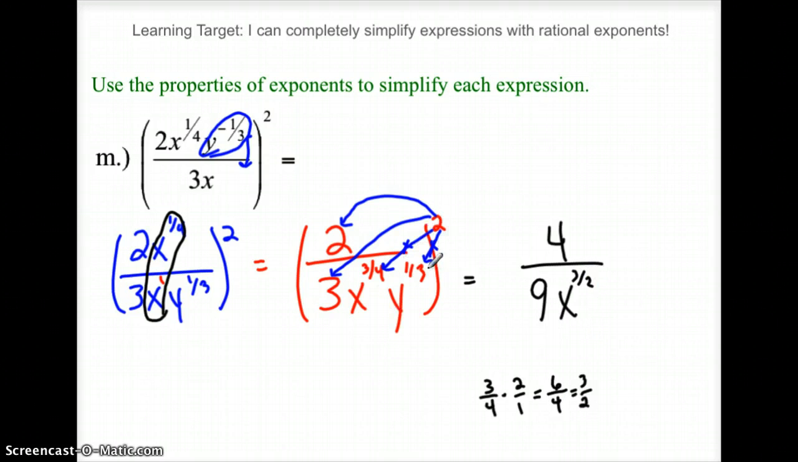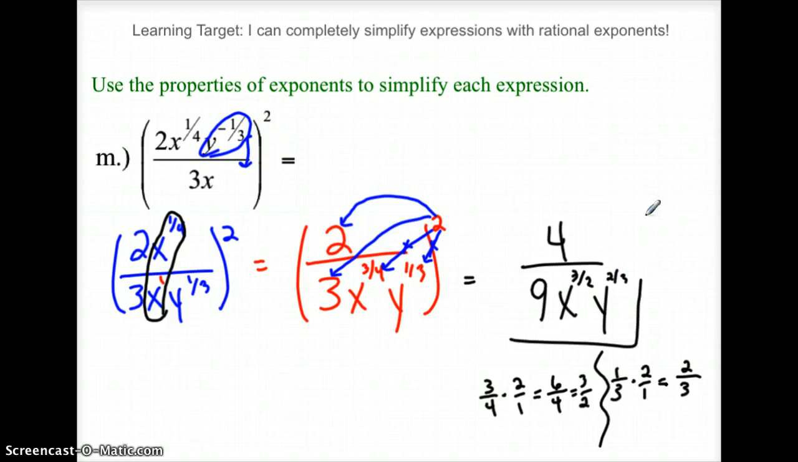Now, I'm going to do the same thing with my y. That's a bad 3. Let me fix that. I'm doing 1/3 times another whole 2, so 2 over 1. When I go across the top, 2. When I go across the bottom, it's a 3. So I would have 2/3 on my y. Okay. So there would be my simplified expression.